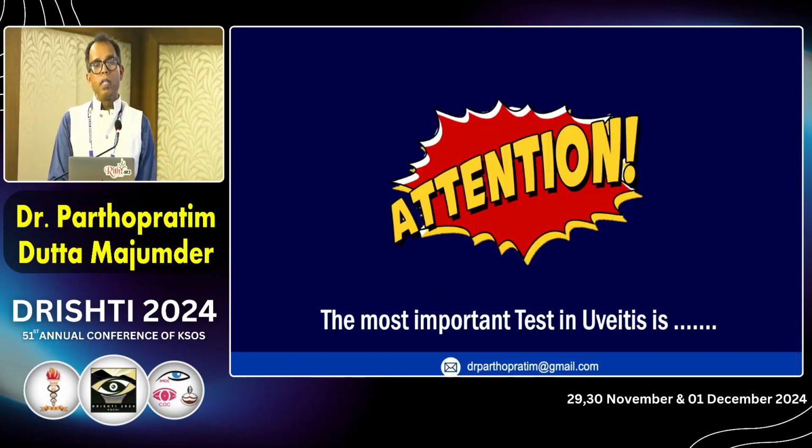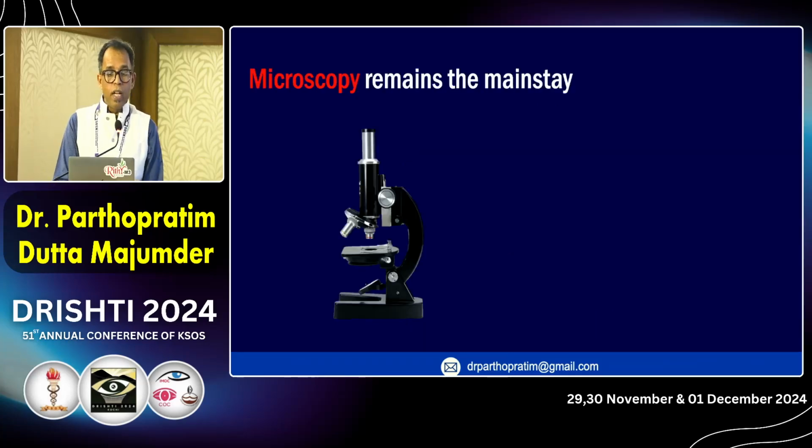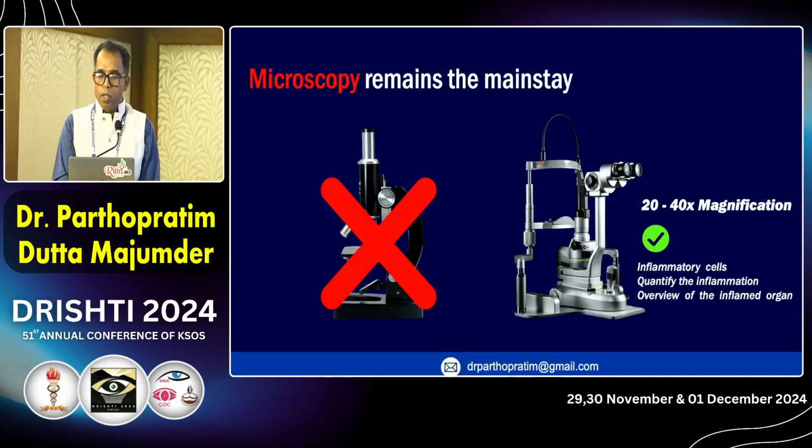So you have to understand that we are lucky enough to have a test which is most important in uveitis. We call it microscopy. Not this microscopy I'm talking about, but the microscope which gives you the ability to see at 20 to 40x magnification, and we are the only people in the medical world who can see inflammatory cells, and see and quantify the inflammation.